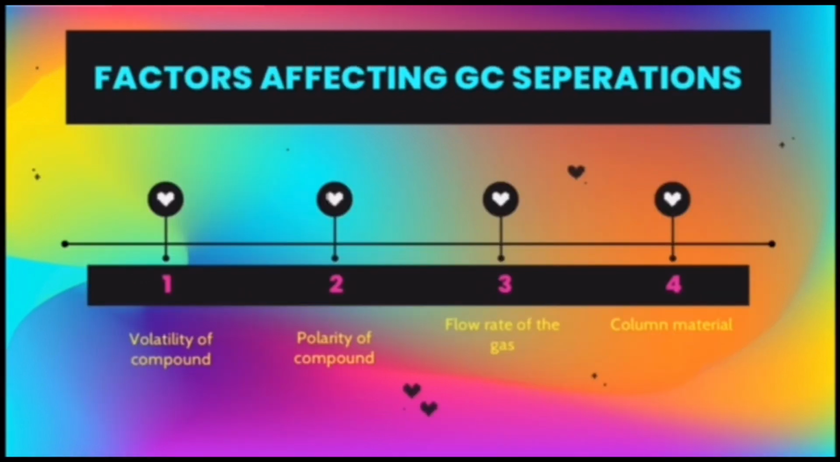So here are some factors affecting GC separation. First, volatility of compound, polarity of compound, flow rate of gas and column material.